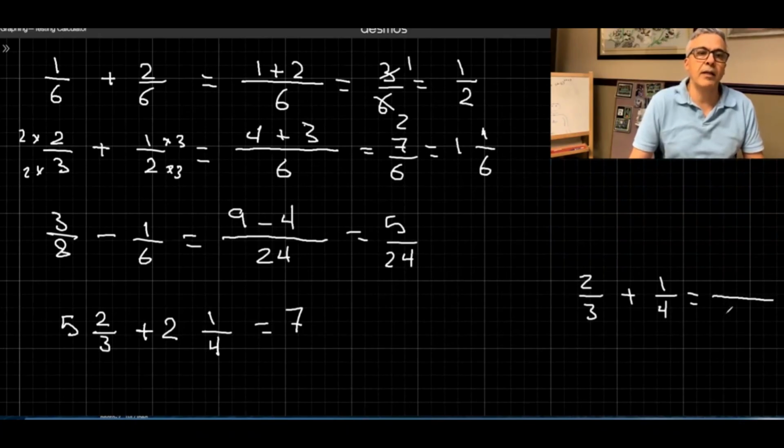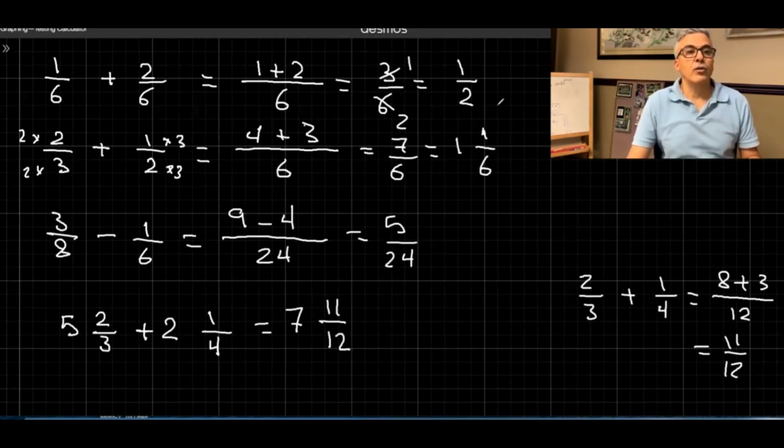So my common denominator, I'm going to be a little bit quicker in this. 12. 12 divided by 3 is 4. 4 times 2 is 8. And then 12 divided by 4 is 3. 3 times 1 is 3. And this will give me 11 over 12. So therefore, the answer is 7 and 11/12.